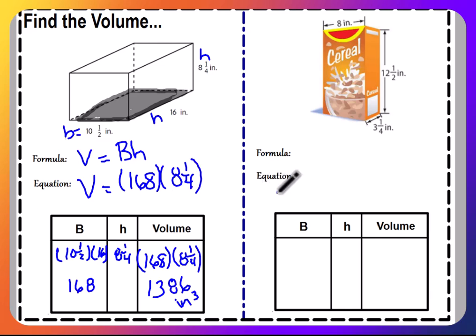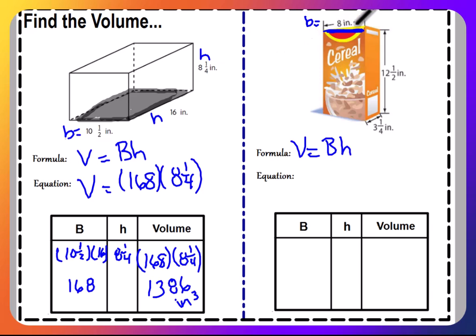Okay, next one, formula. Volume equals capital B, not small b, but capital B for base area, times the height. This one's a little bit more difficult because you don't have a clear view of what the base is. So I have to think about it. Look at the dimensions that you have. We have 8 inches across. Well, that looks like that could be the base, right? So that is going to be the base of the base.